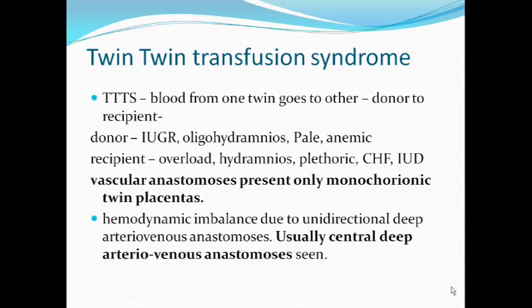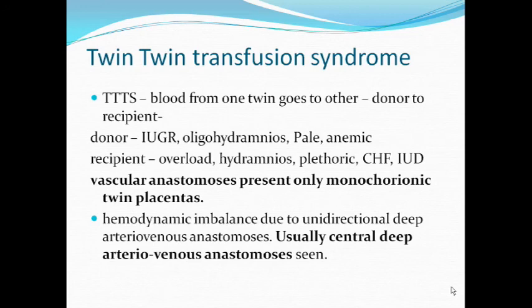So next is twin transfusion syndrome. Here the blood from one twin goes to the other, donor to recipient. So the donor becomes IUGR. There will be oligohydramnios in that sac. The donor becomes pale and anemic, while the recipient will become overloaded. There will be polyhydramnios in that sac. It becomes plethoric, even congestive heart failure you can see, and becomes IUD.